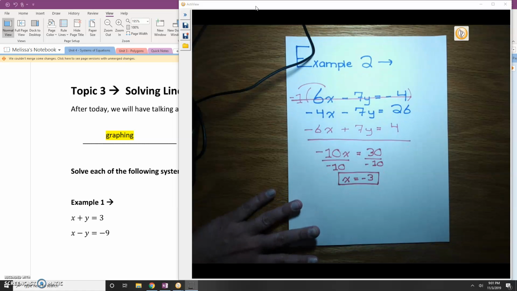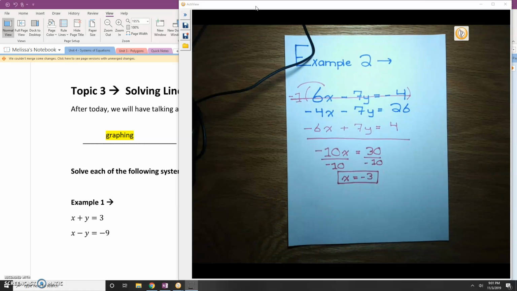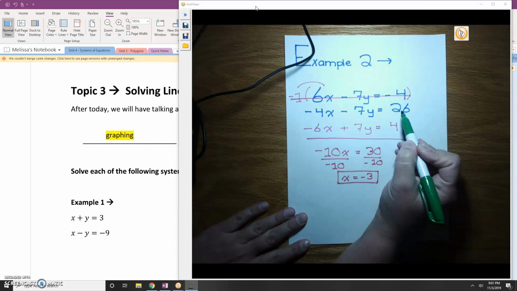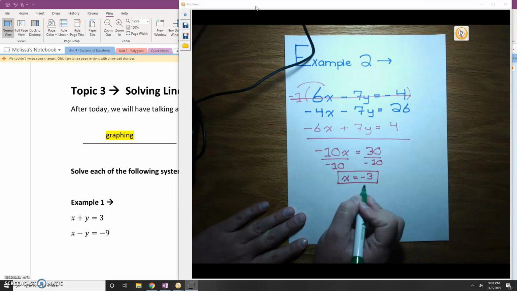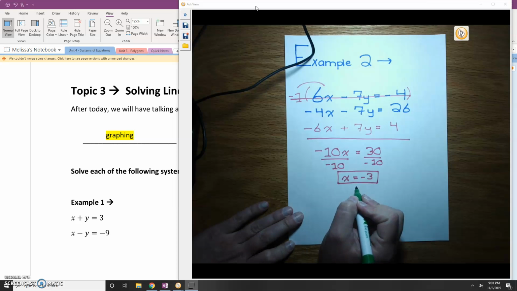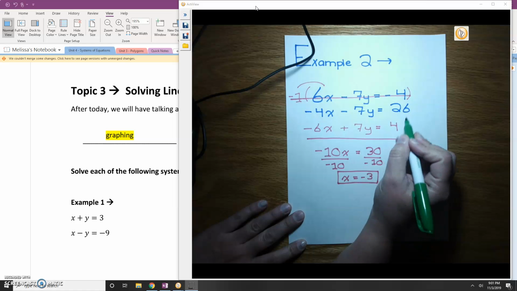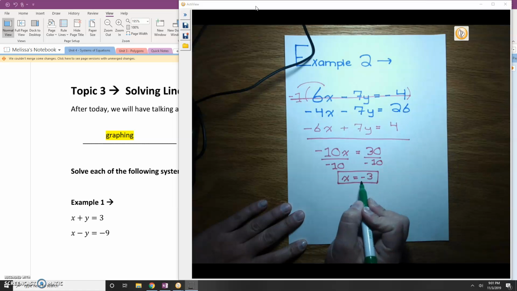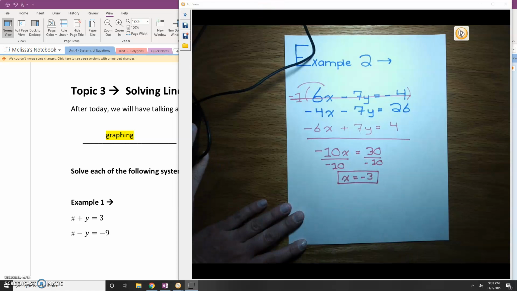Now, here is what I would like for you to do. Mr. Parsons is going to pause this video here in a moment. I would like for you to choose one of those equations, either this one or this one, plug -3 back into it, and try to figure out what y is going to be. Choose one of those equations, write it down, substitute in x equals -3, and see what you get. So Mr. Parsons, go ahead and pause the video now.